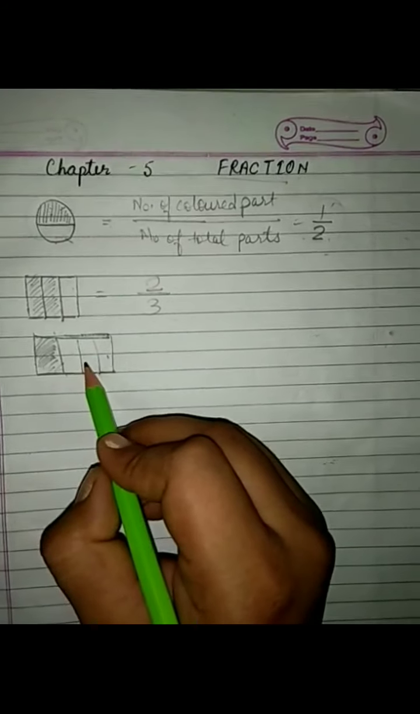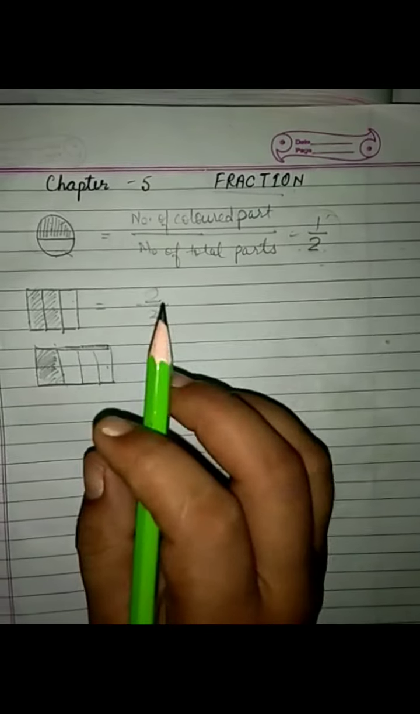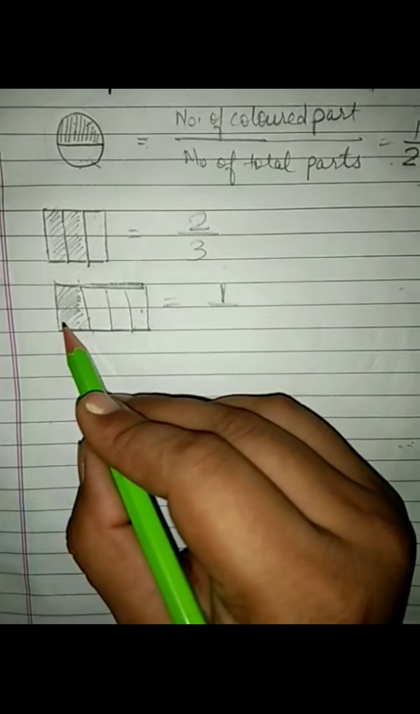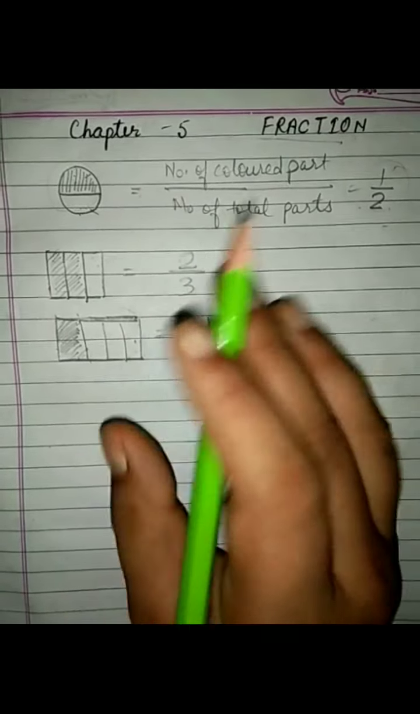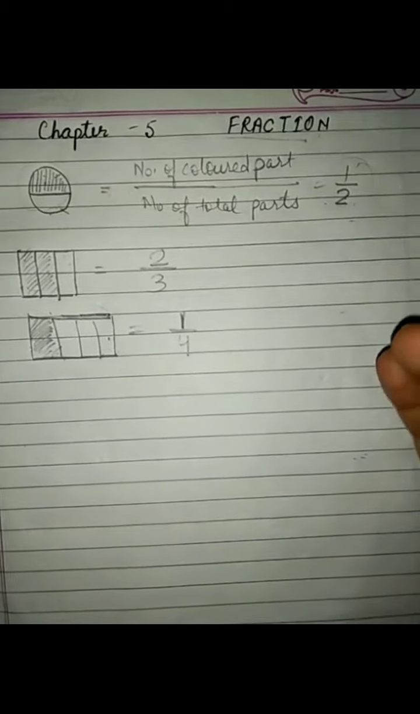Write the fraction for the shaded parts in the given figure. It is a rectangle, so the fraction of this rectangle is: the number of colored parts is 1 and the total parts are 1, 2, 3, 4. Means we have colored one part out of 4. Okay, so now you understood fraction. A fraction is a number representing a part of the whole.